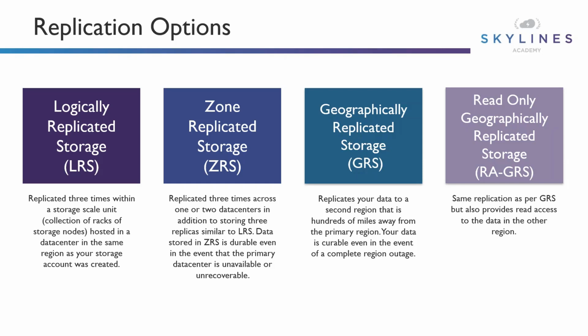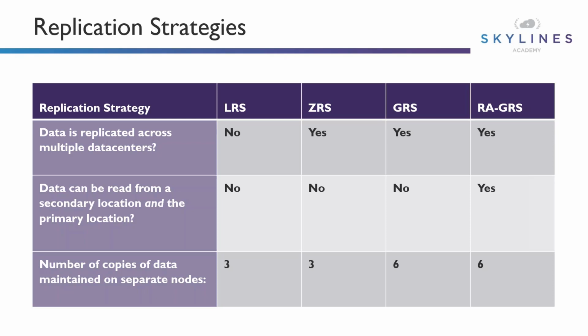So we look at the replication strategies. This table summarizes them for you. Between LRS, ZRS, GRS, and RA-GRS, the one that's replicated across multiple data centers starts at ZRS, and GRS covers multiple regions. The other key thing, if you look at the bottom row, is the number of copies of data maintained on separate nodes. When you get into GRS, that's six copies of your data that are being replicated.